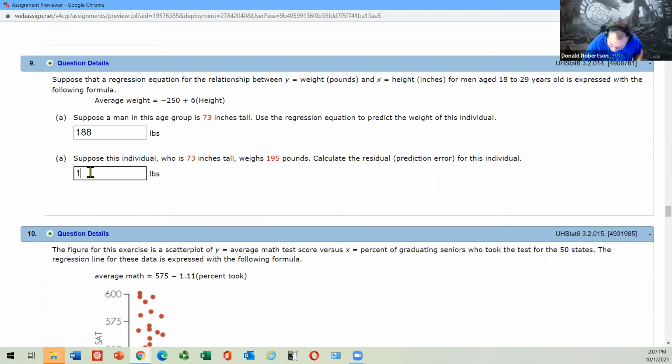Now, suppose that the individual that they're talking about actually weighed this number. Isn't the residual the actual weight take away the predicted weight? In this case, that would be what? The real weight was 7 pounds more than the predicted, right? Remember residual, the real answer, take away, did I get the right way around? Yeah. Real answer, take away predicted answer.